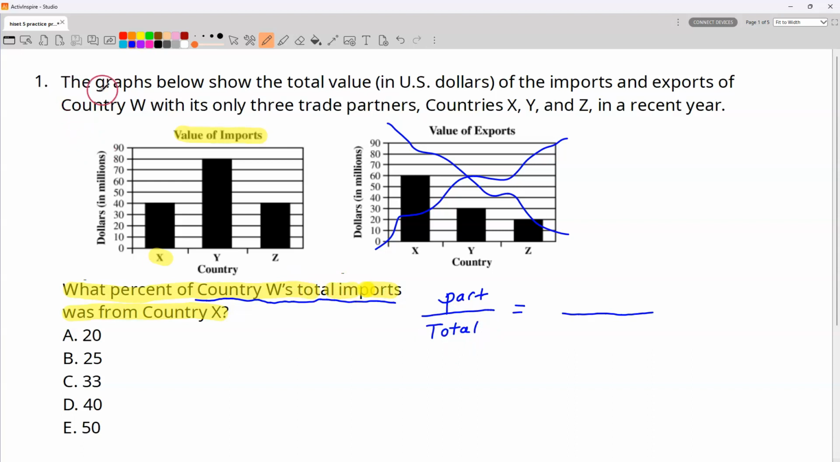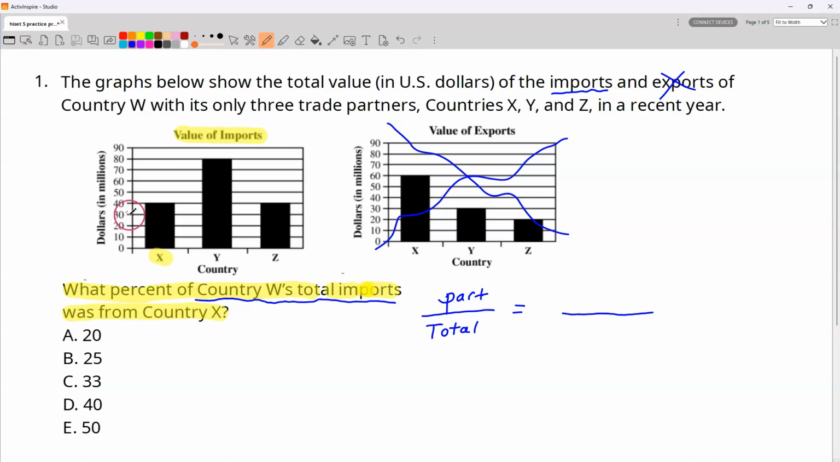Well, if you go back to the original question, it says the graph below shows the total value in US dollars of the imports. We're just dealing with the imports, so I'm not even going to worry about exports. Of the imports of country W. So if I add these 3 bar graphs up, that's one way to look at it, that'll give me the total imports for country W. So I need to just add up the 3 trade partners of X, Y, and Z to get the total just for the imports.